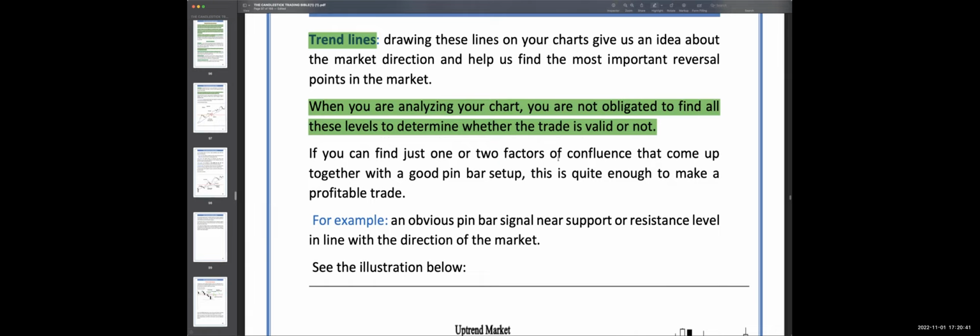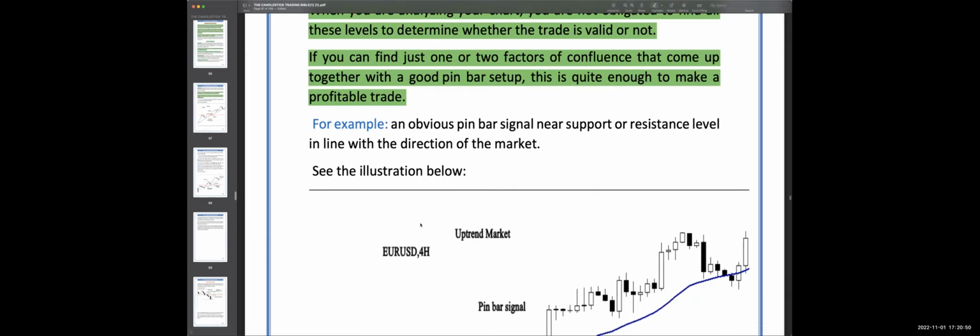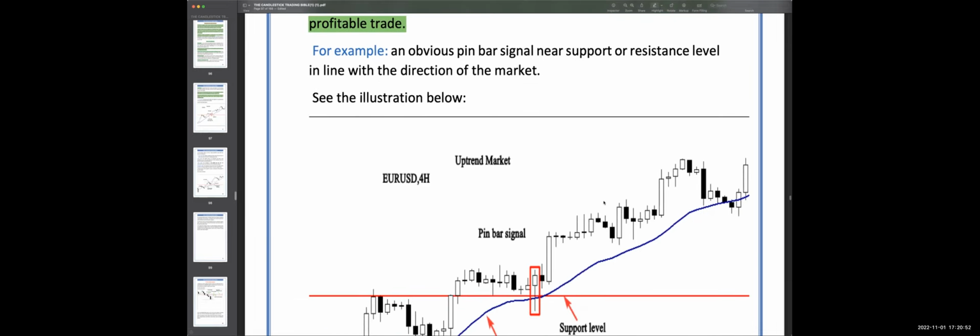If you can find just one or two factors of confluence that come up together with a good pin bar setup, this is quite enough to make a profitable trade. For example, an obvious pin bar signal near a support and resistance level in line with the direction of the market.